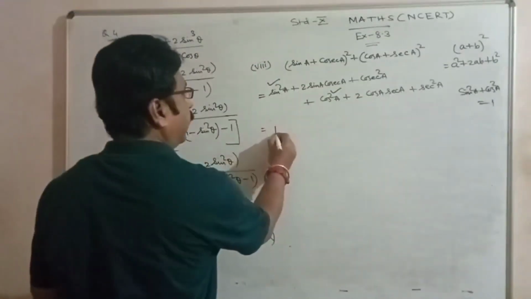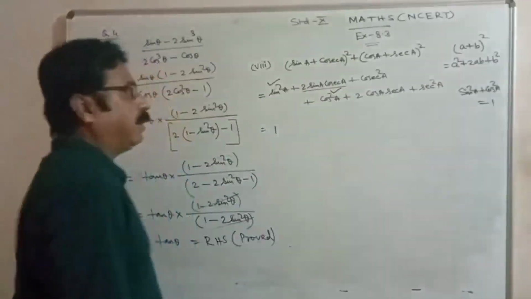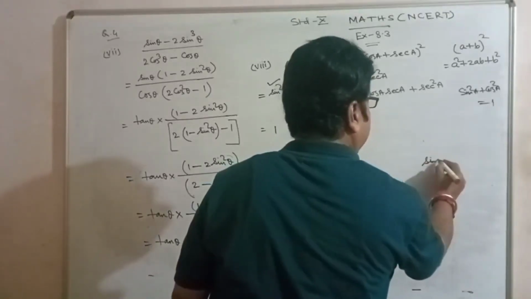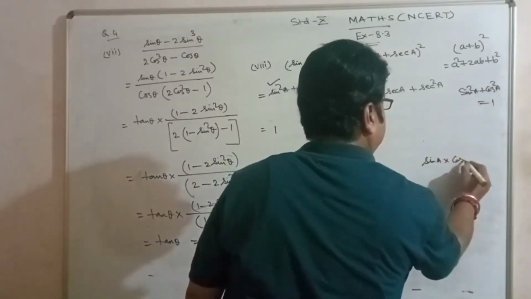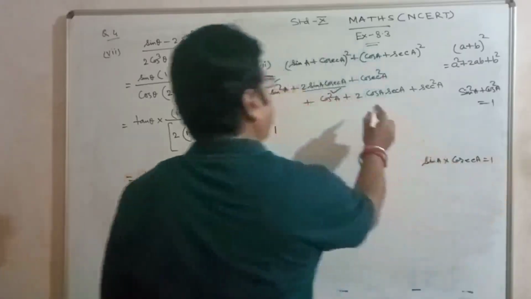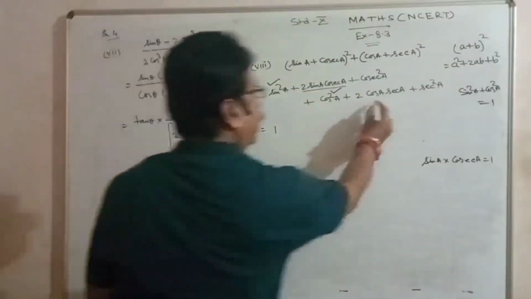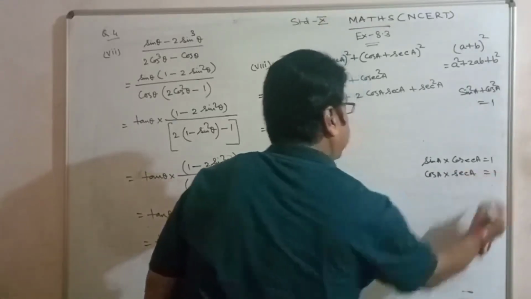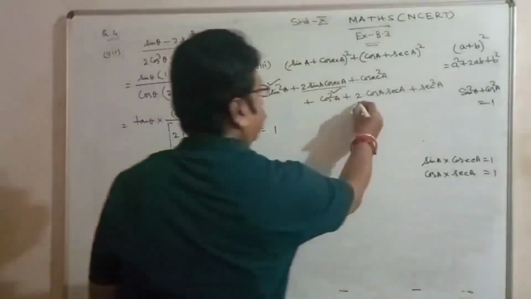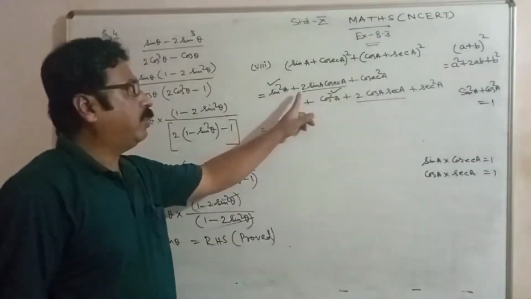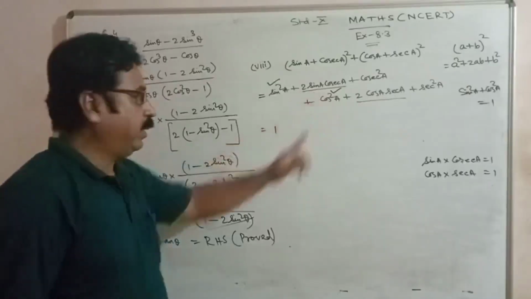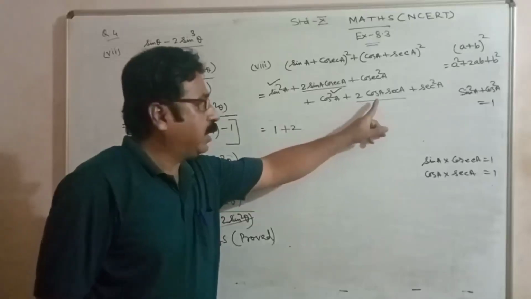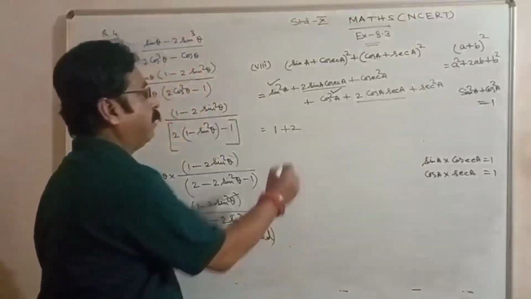Sin square A plus cos square A equals 1. We can write 1. Now 2 sin A cosec A. Sin A cosec A means 1. Sin A into cosec A is 1, and sec A cos A is also 1. So 2 sin A cosec A, 2 into 1 means 2. 2 cos A sec A means 2 into 1, plus 2.